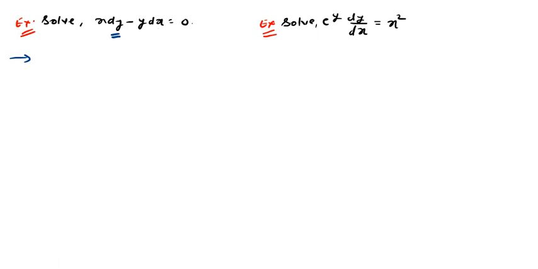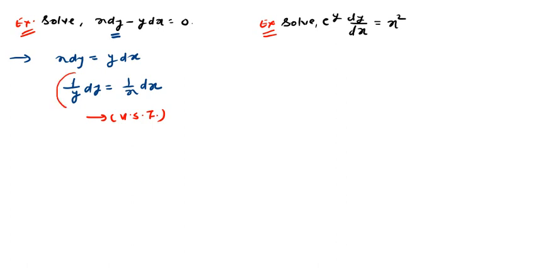I will rewrite this as x dy is equal to y dx. Take y terms to one side and x terms to the other side. So this will be 1 by y dy is equal to 1 by x dx. Now this differential equation is in variable separable form. Why? Because this is a function of y alone with dy and this is a function of x alone with dx.